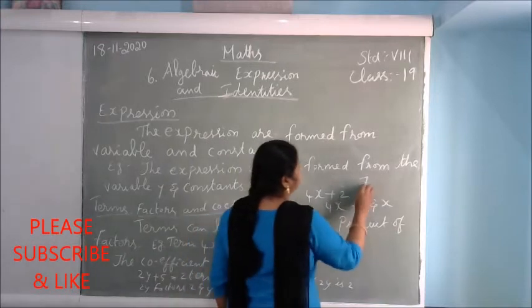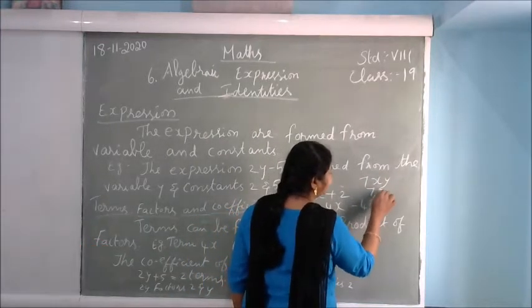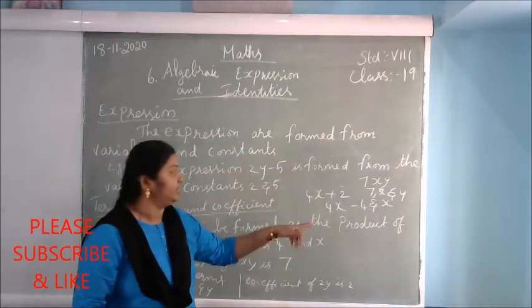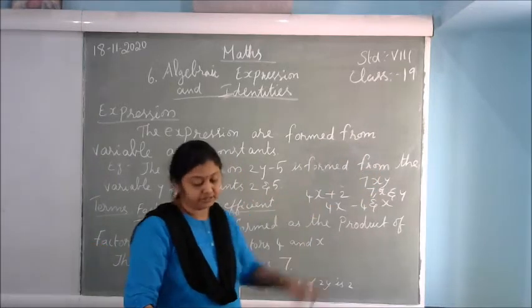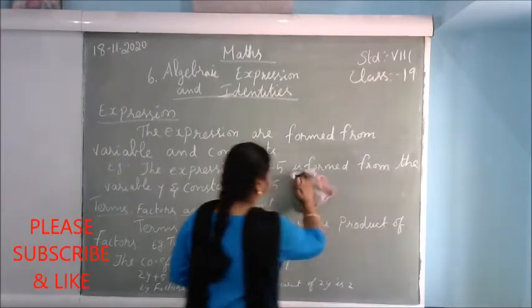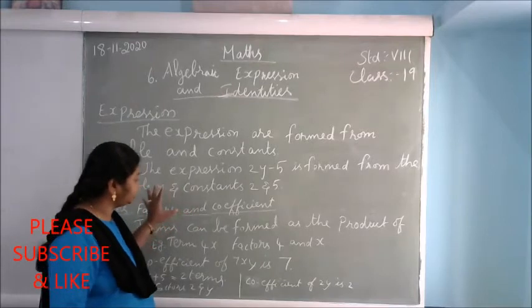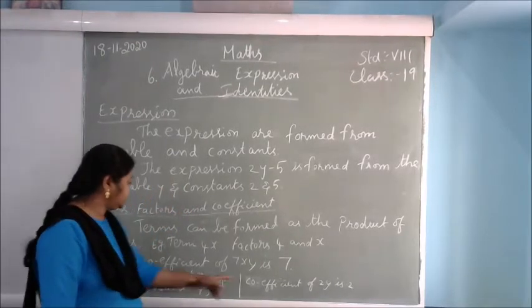Suppose 7xy is there, means 7 comma x comma y. 7xy has 3 factors. Okay. Now you will understand what are the factors and what are the terms. Now we will see the coefficient.